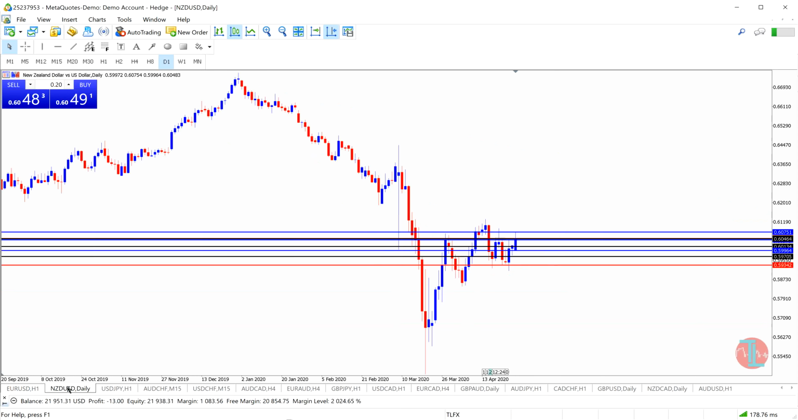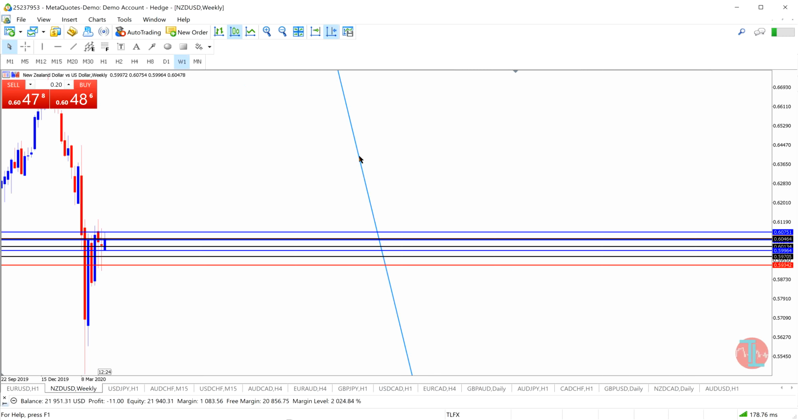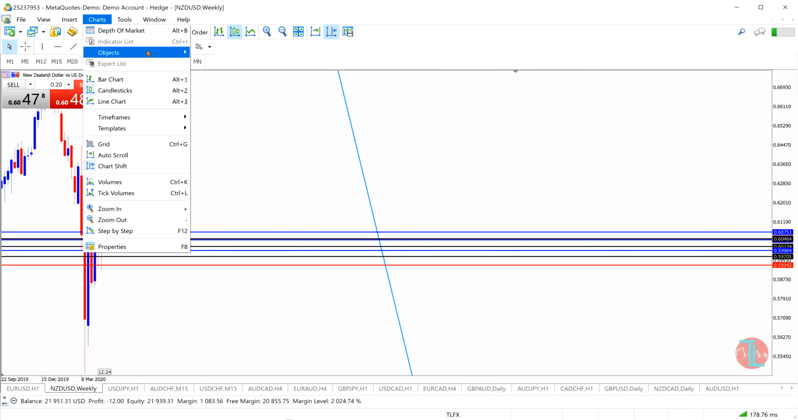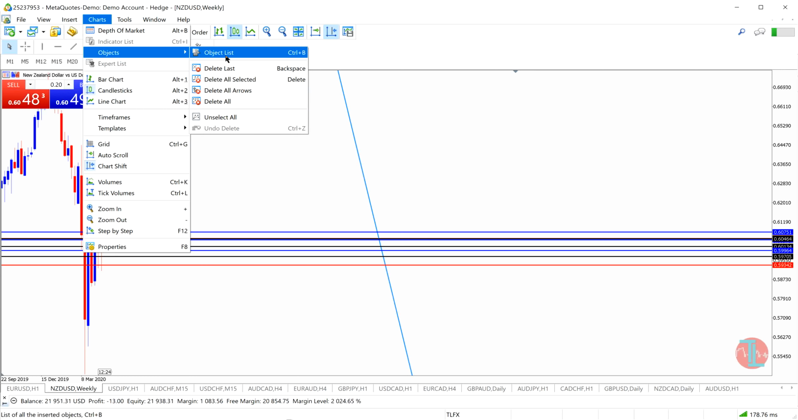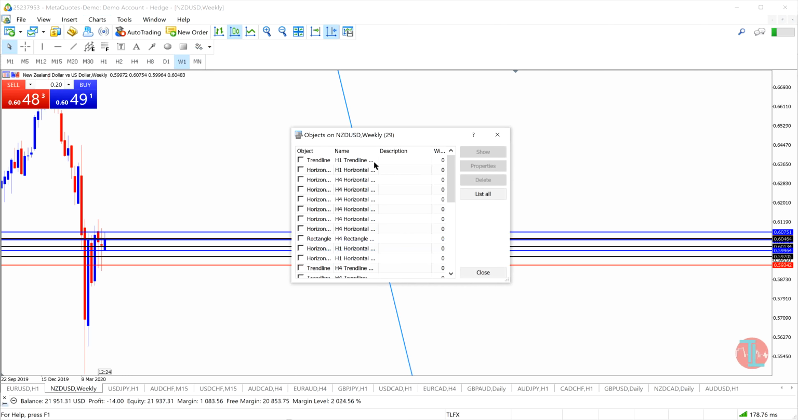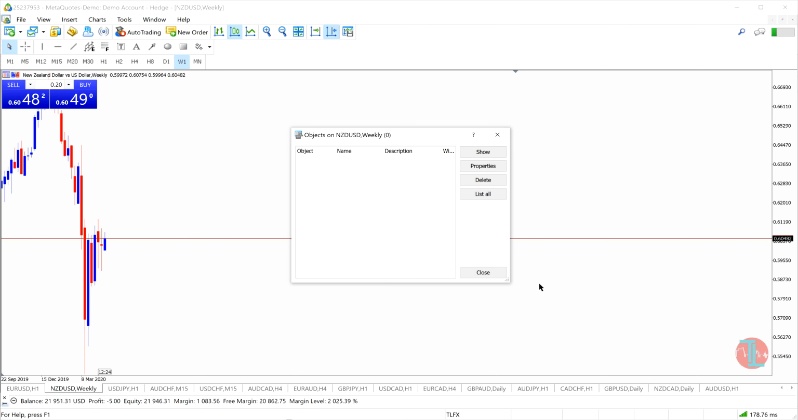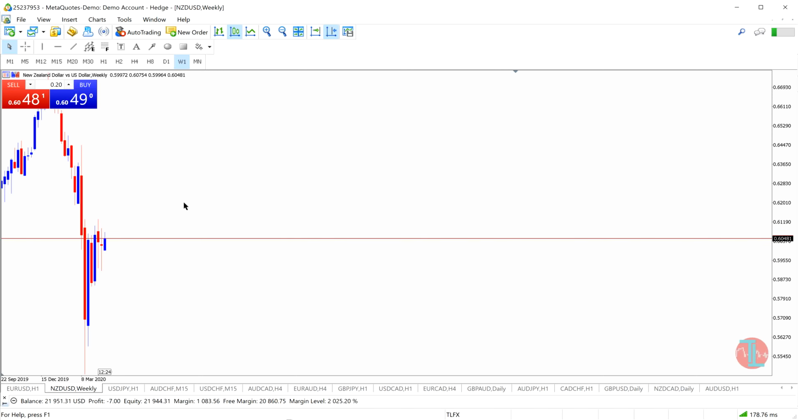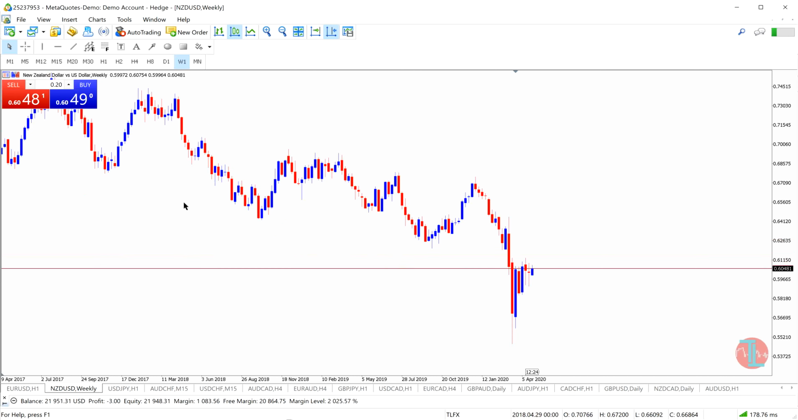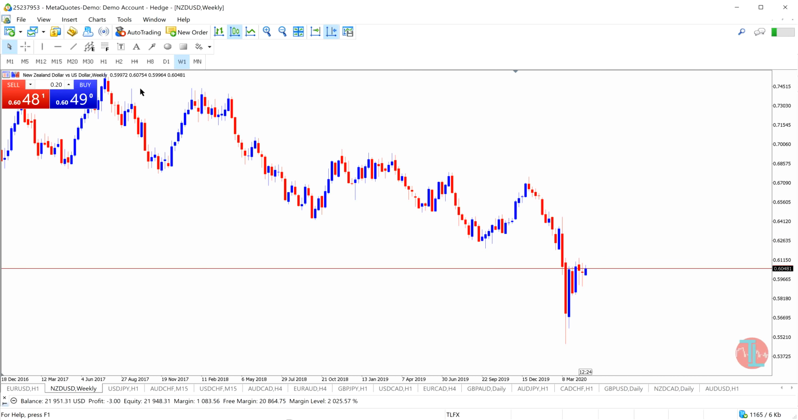Beautiful. All right, let's move on to the next, guys. So this is New Zealand USD. We're currently on the weekly chart. I'm going to go ahead and select all of these objects, and we're just going to get rid of all that. Bang, bang. Simple and plain, so we can start a little fresh.